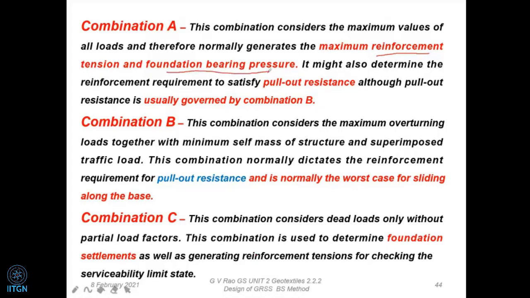And in some cases, it's going to also give the requirement of pull-out resistance, but it's not always like that. Usually combination B is more for pull-out resistance, and definitely combination B is also for the worst case for sliding along the base. So we have to do the entire calculations using combination A, combination B, and also combination C, which is also going to be checked for everything else.